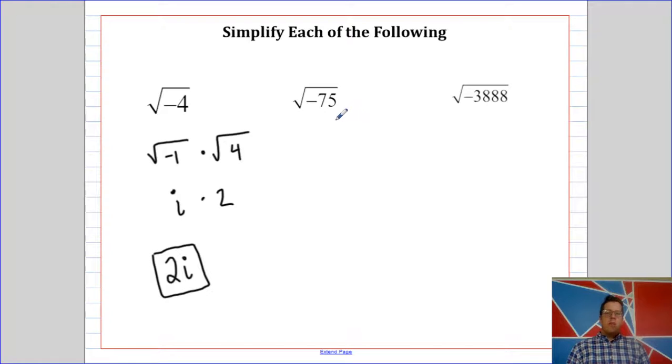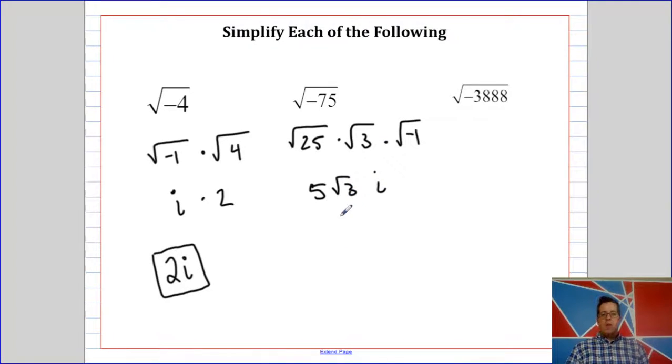By the same token, we could say, well, this seems to be 25 times 3 times negative 1, or 5 root 3I.